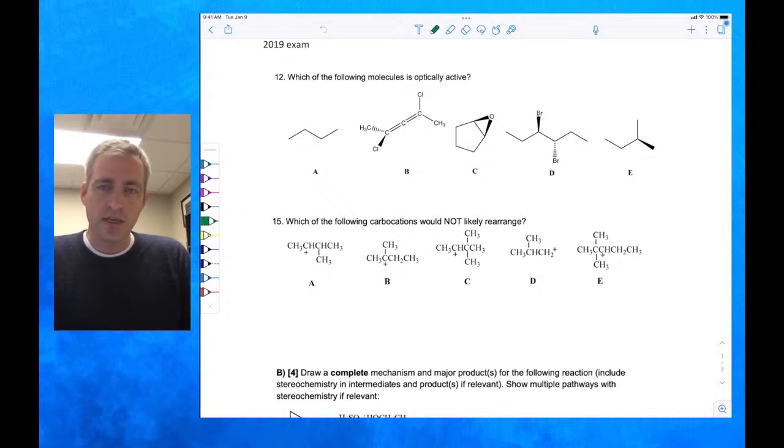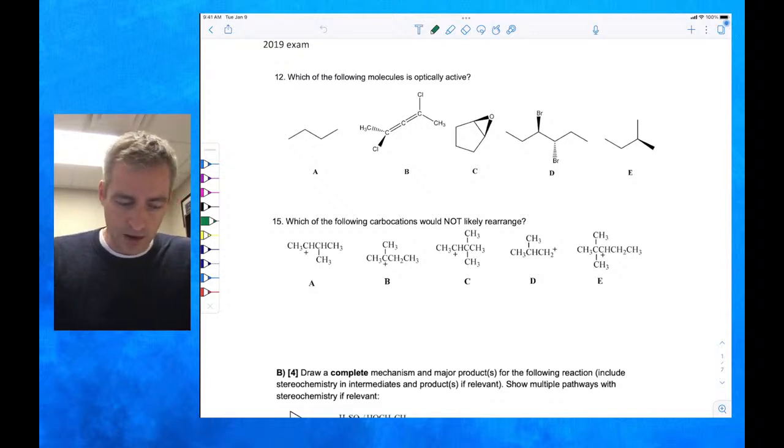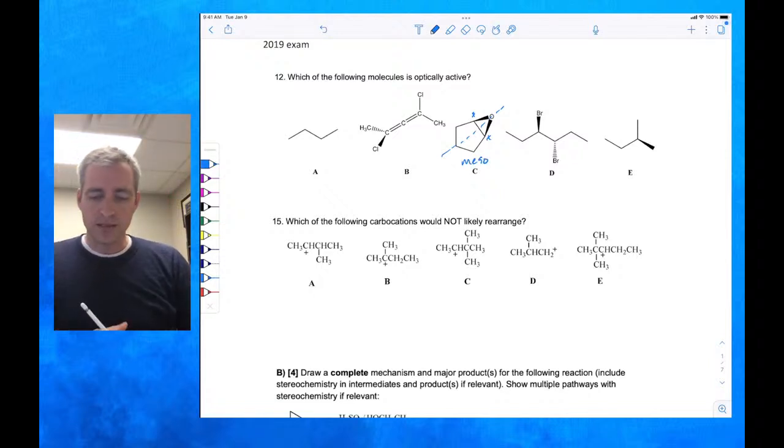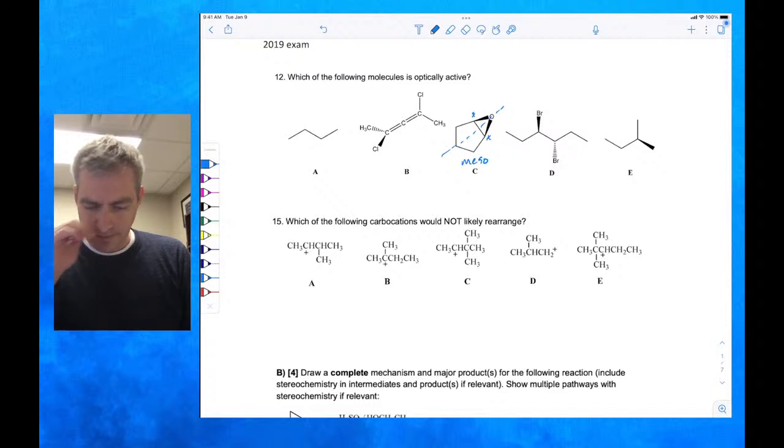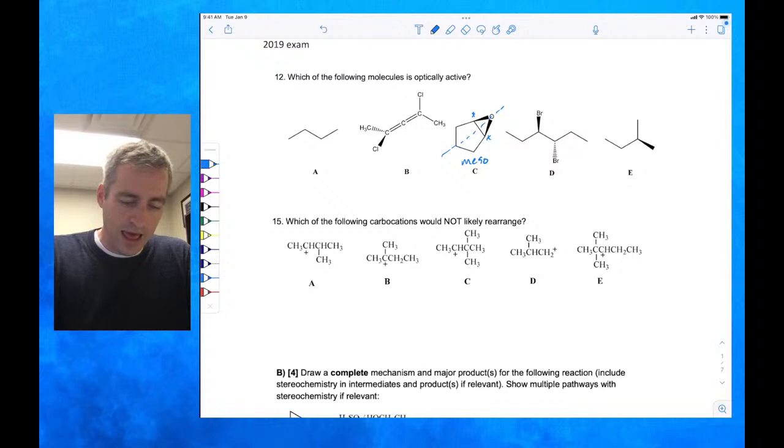So to be optically active, it needs to be chiral, and to be chiral, it needs to have chiral centers and no planes of symmetry. And that means a molecule like C is out because C has a plane of symmetry while having two chiral centers, making it meso. So that means that compound is not going to be a chiral molecule, therefore it's not optically active. A has no chiral centers, so A is out as well. E has no chiral centers.